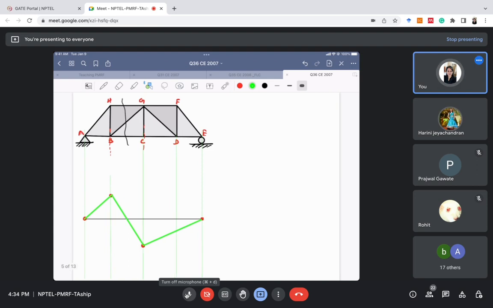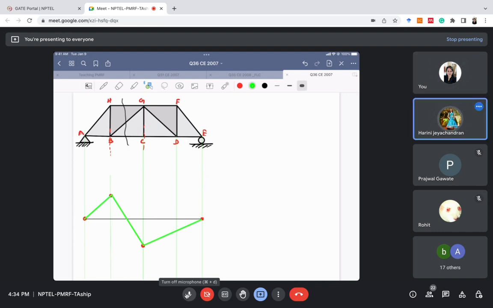Ma'am, why do we calculate the FD member, ma'am? Why are we calculating it for FGB? You're asking? Ma'am, can't we calculate the FD member? Why are we not moving the unit load to point D? You are asking, right?